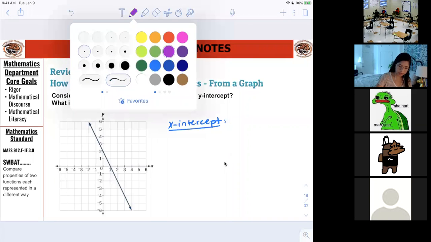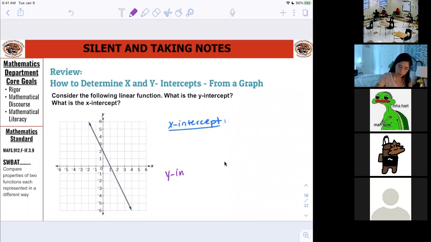Using your eyes. X-intercept. The x is 1, good. And the y is 2. And the y is 2, exactly. So here's my y-intercept. And down here is my x-intercept.